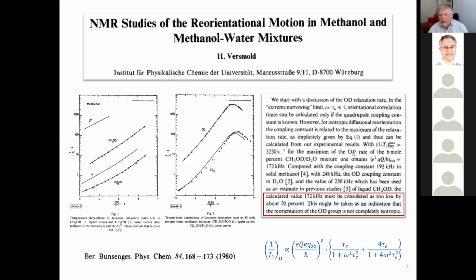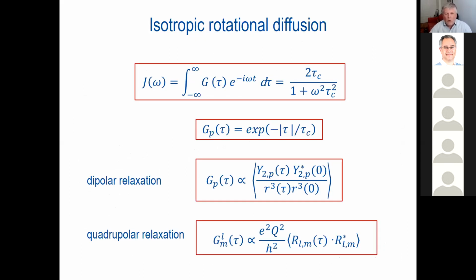This might be taken as an indication that the reorientation of the OD group is not completely isotropic, right? So they already suggested that anisotropic motion has to be taken into account to get proper dynamics and also to get proper coupling parameters as well. Okay, and I would like to make some suggestions how to tackle the problem and maybe how to solve the problem, not only for these cases, but also for the dispersion curves where we perform measurements as a function of frequency. Okay, so this is what we all know and what you can read in a lot of review papers and nice articles by Danuta and Rösler and Stapf and many others.